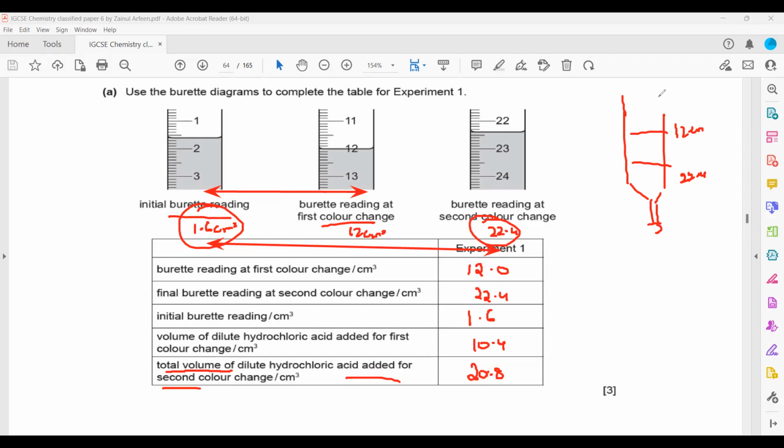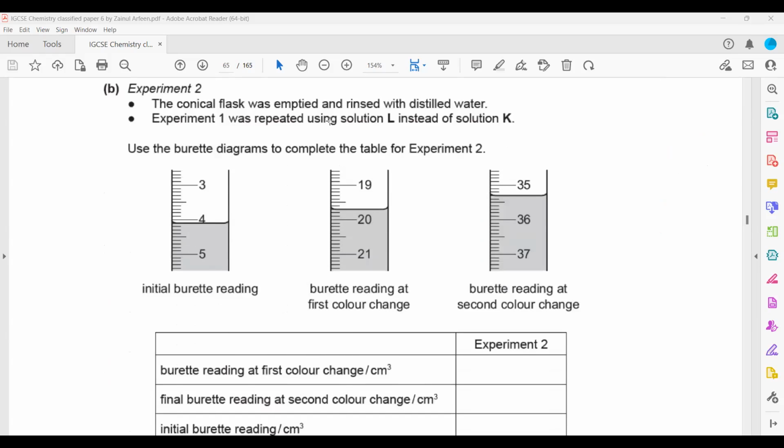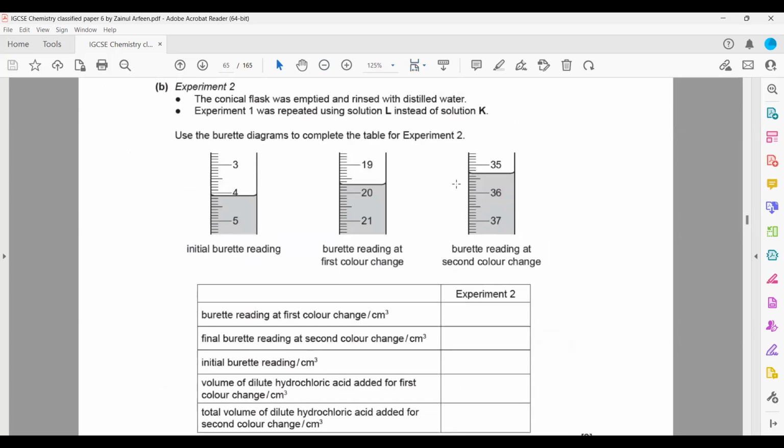The next one, experiment 2. A conical flask was emptied and rinsed. Now you have to complete that the conical flask is emptied and rinsed with distilled water. Experiment 1 was repeated using solution L instead of K. Now, because first we did solution K, now we are doing with L. Use the burette diagrams to complete the table for experiment 2. Now use screen annotation to complete these.